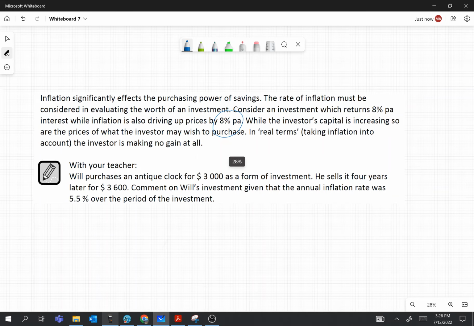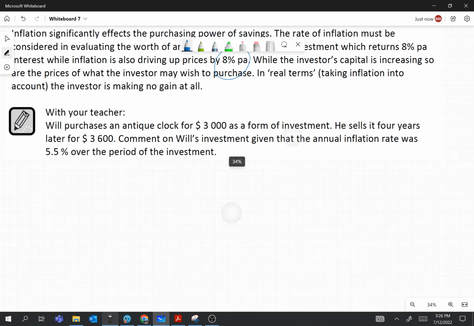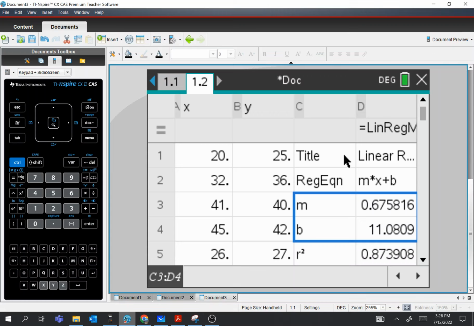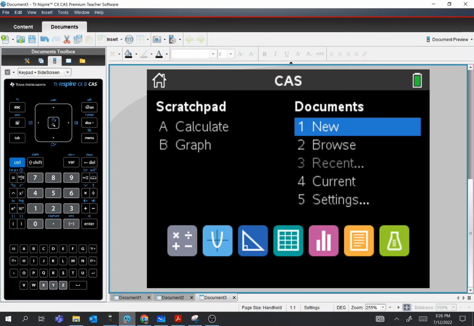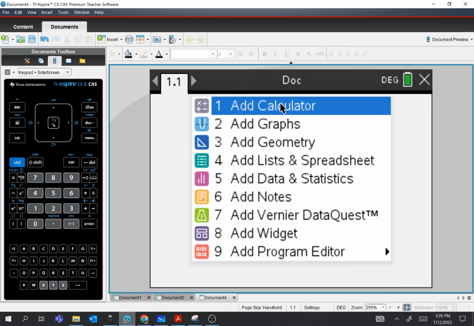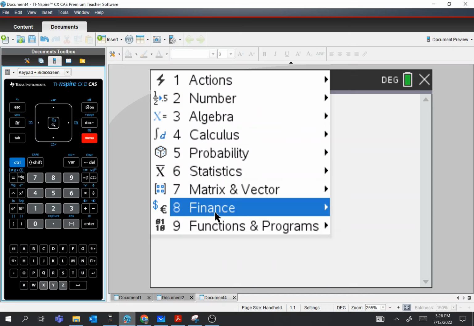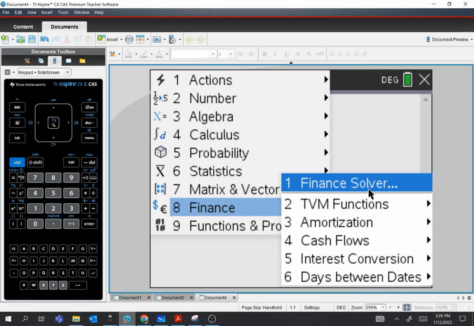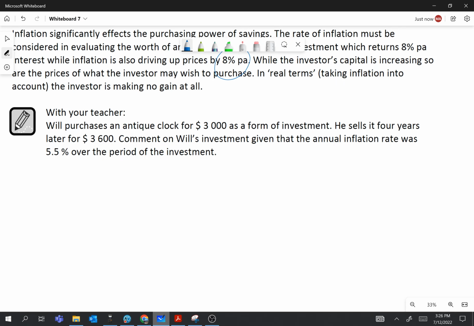And the first way is to actually calculate the rate of interest. And I'm going to use the finance section of the calculator to do that. So just open up a new document and get a new calculator there. All right, and menu, finance, and go to the finance solver, number 1. So this one here. Righto, so I'll go back to our page here and I'll detail the inputs.